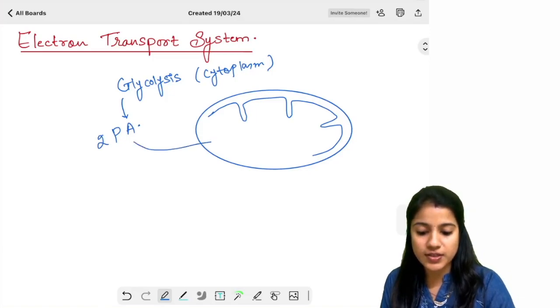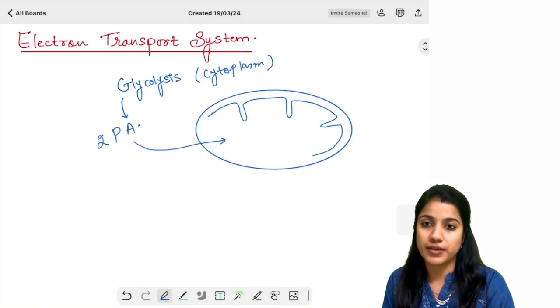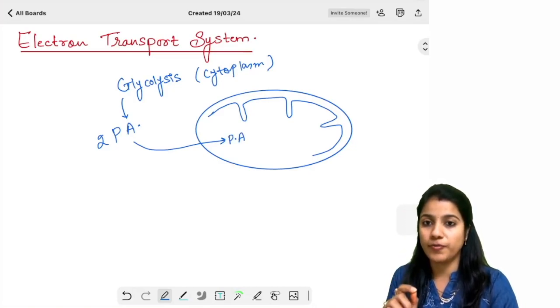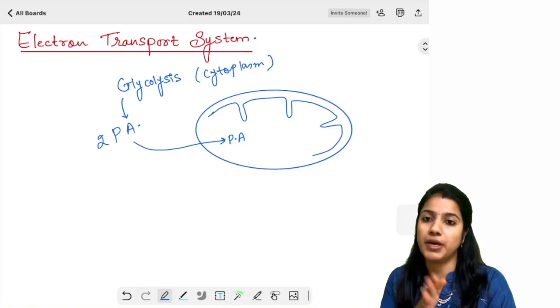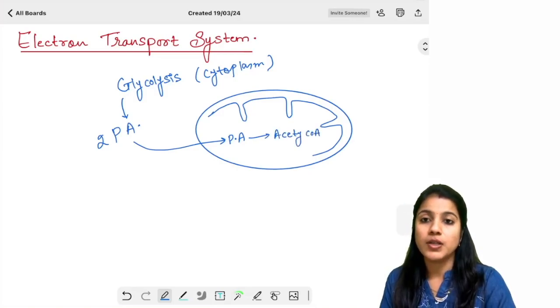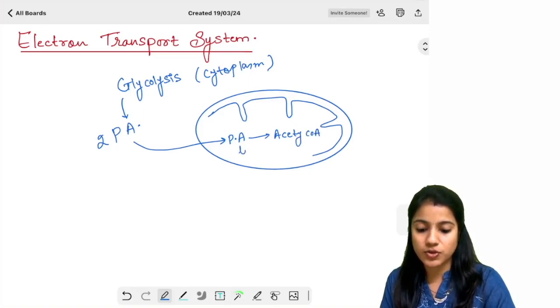These two pyruvic acid will enter into the mitochondrial matrix. That means pyruvic acid came inside. We are talking about per pyruvic acid. One molecule of pyruvic acid will give us acetyl CoA. This acetyl CoA will be formed through a reaction. We used to call it as link reaction.